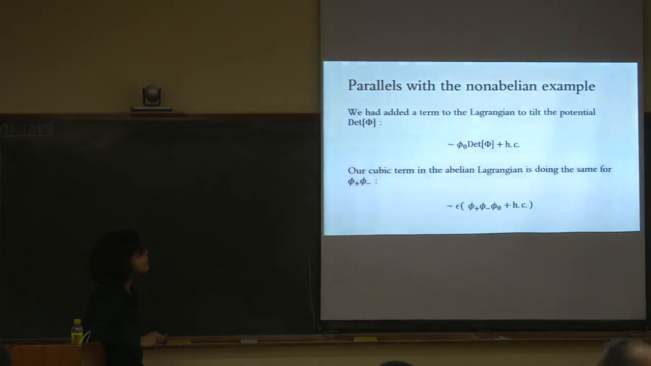Earlier, in order to give determinant of phi a vacuum expectation value, I had coupled it to a neutral scalar and kept it condensed so that it would tilt the potential for determinant. So note that this is what this cubic term is achieving for me. I have coupled phi 0 to phi plus and phi minus. So whenever phi 0 has condensed, phi plus and phi minus together will condense, although individually phi plus and phi minus don't have to have a wave. Their product will always have a wave.